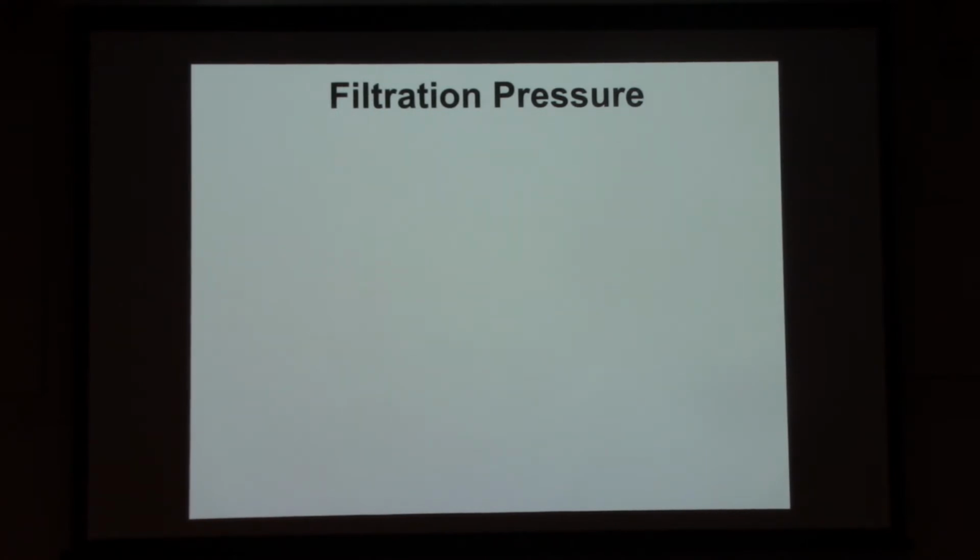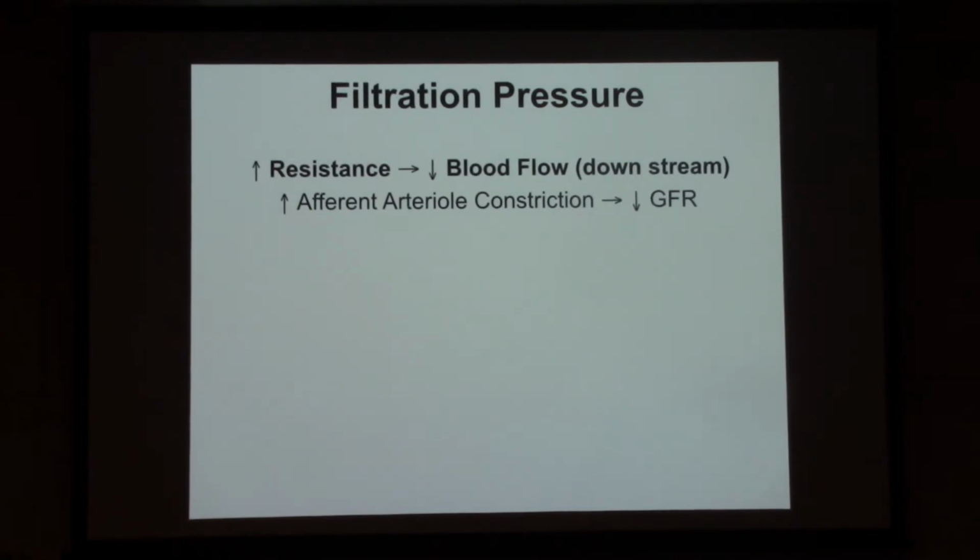All right, so filtration pressure. If you increase resistance to flow through a vessel or tube, you're going to decrease blood flow downstream of that resistance. So you've got this blood vessel here, blood's flowing through, increased resistance, maybe make it skinnier, constrict it. Now, not as much blood's going to go through, so you're going to get less blood flow downstream of that constriction, for instance. So, if you increase afferent arteriole constriction, what does that mean?